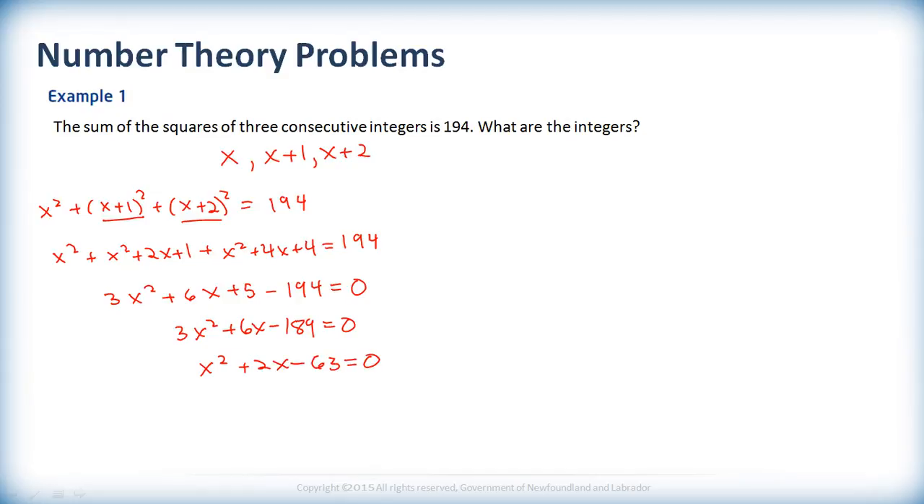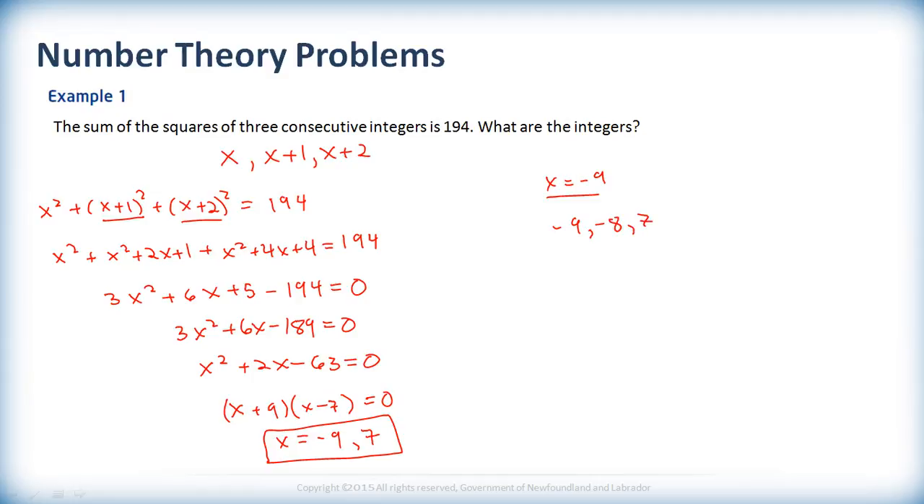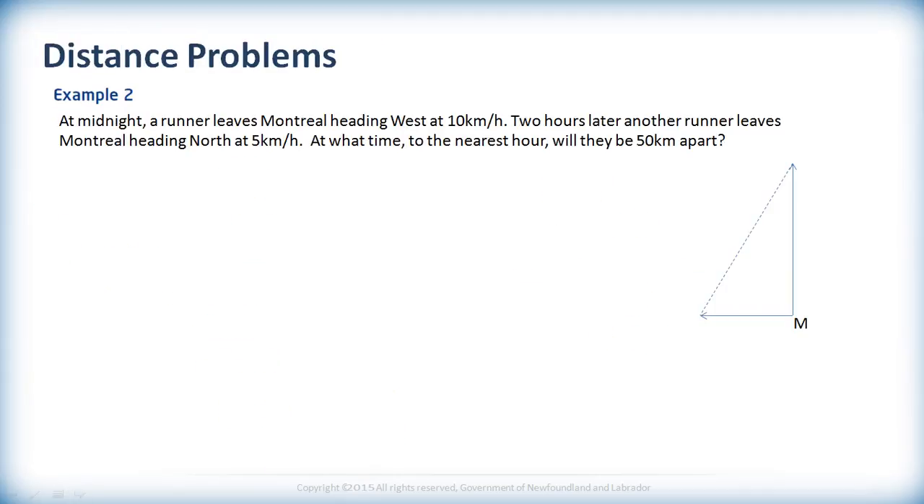Oh, look at that. It's a nice quadratic with factors. 2 factors of negative 63 that add up to positive 2: plus 9, minus 7. So that tells me that x is going to equal negative 9 or positive 7. We'll use our zero product property. So we've got 2 solutions to check here. If x equals negative 9, our integers would be negative 9, negative 8, and negative 7. And if x is equal to positive 7, we would know that 6 is afraid of 7 because 7, 8, 9. All right, let's move along.